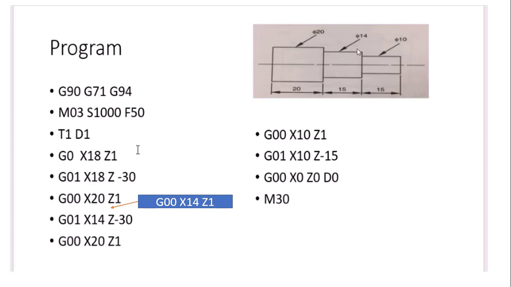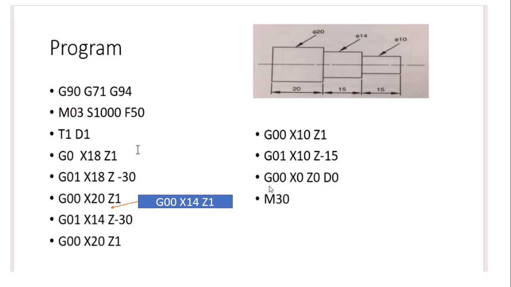Because 15 plus 15, and it is towards the job, that's why it is minus 30. So that is coming up to here. Then the next is again the location, because the linear interpolation is done, cutting is done. So the next point is to locate it. G00 X28 Z1, taking the tool safely back to this location. Then again positioning it at X10 Z1, because the final diameter is 10. Then G01 X10 and Z minus 15 up to here. Simple cutting up to this point.